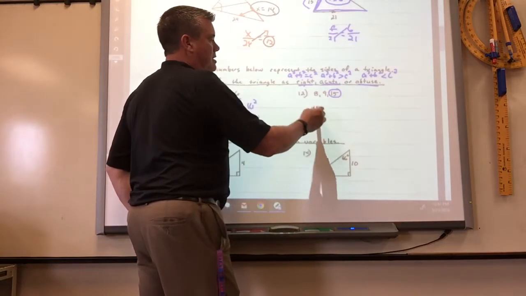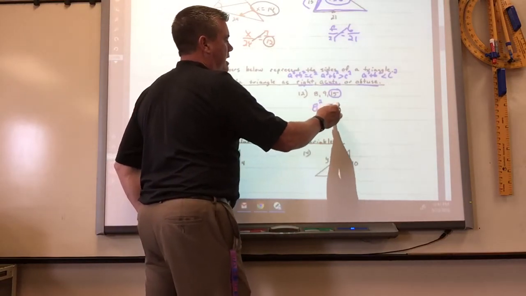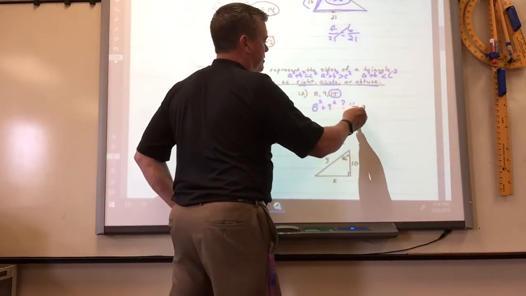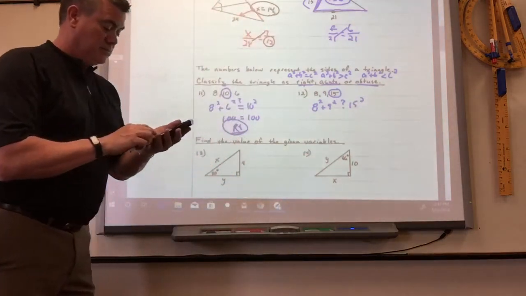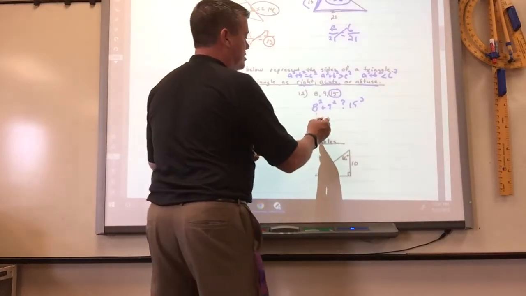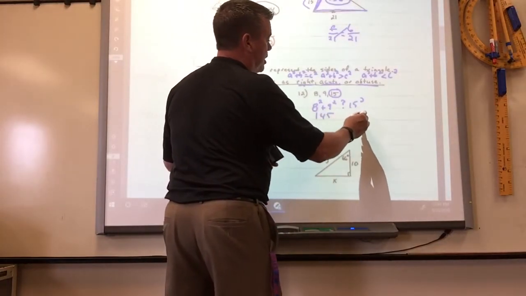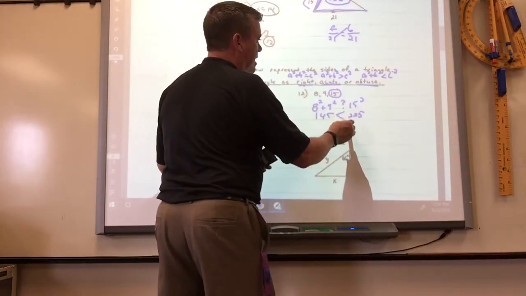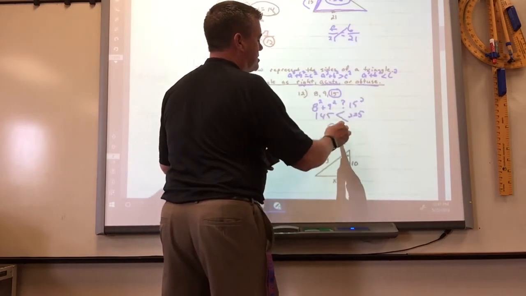Here, that's the longest, so it'd be 8 squared plus 9 squared. How does it compare to 15 squared? This is 145, this is 225. It's less than, which means it's obtuse.